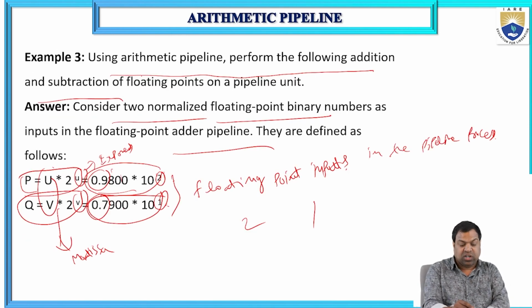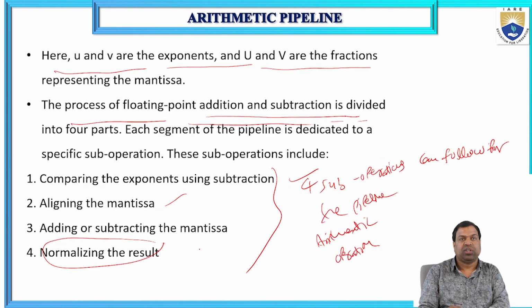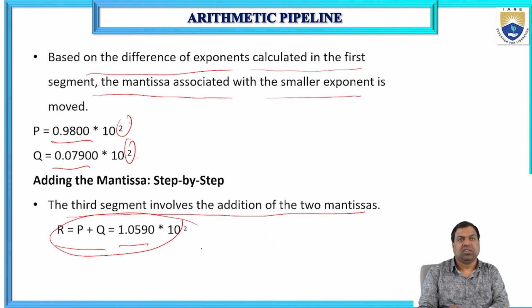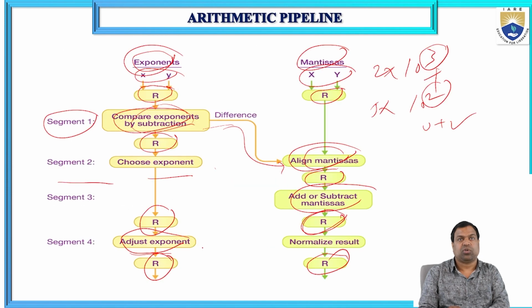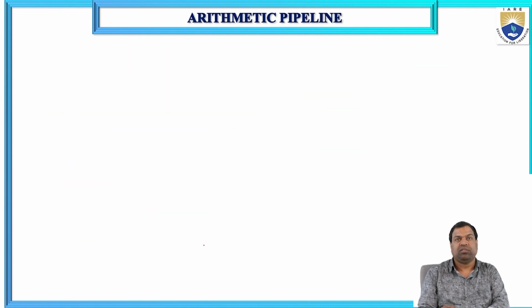Using arithmetic pipeline, perform the following addition with the floating point numbers. P equal to U into 2 power u, Q equal to V into 2 power v. With suitable examples I'm taking. Here exponent 2, 1. So we have to modify the exponents. We have to balance the exponents and mantissas and perform the addition and subtraction. Then normalize the result. It is a process and it is a flow chart for the arithmetic pipeline.